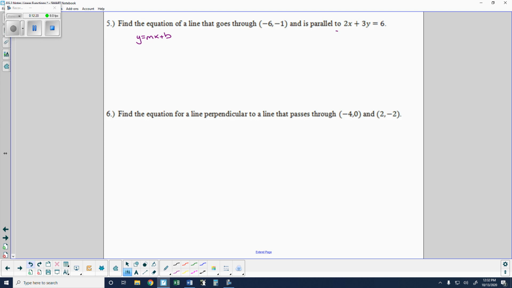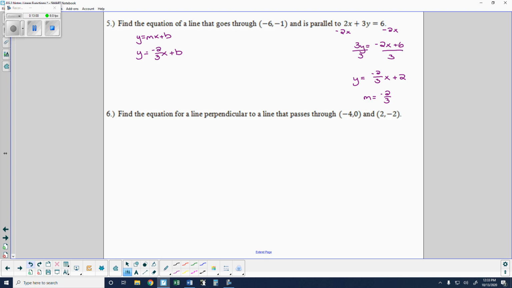However, I can rewrite this equation into slope-intercept form, and that's going to allow me to find the slope of this current line that they're giving me. So I would subtract 2x from both sides, then divide by 3, and so y would equal negative 2/3 x plus 2. I'm going to make sure that we have that in slope-intercept form. Now, once I have it in slope-intercept form, I can see that the slope is negative 2/3. So what's the slope for my new line? Negative 2/3. So I can go ahead and substitute in that slope.